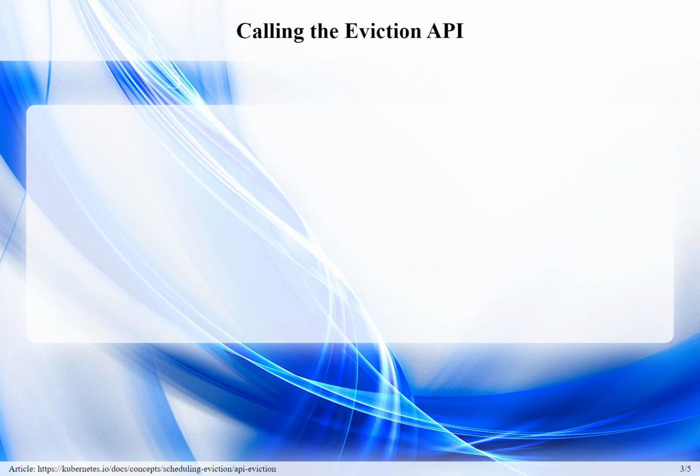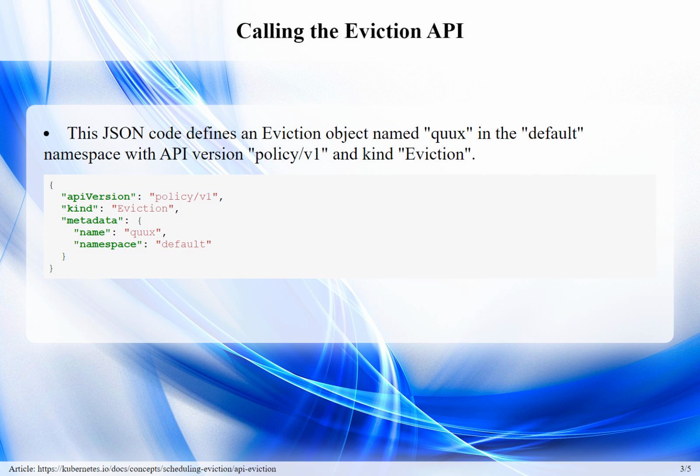Calling the eviction API. This JSON code represents an eviction object with the name "ku" in the default namespace. It specifies the API version as policy v1 and the kind as eviction.